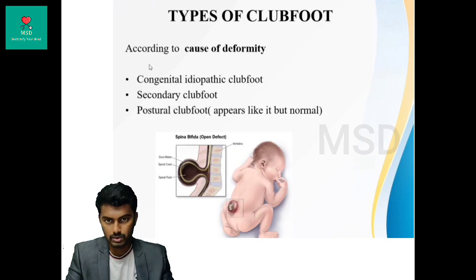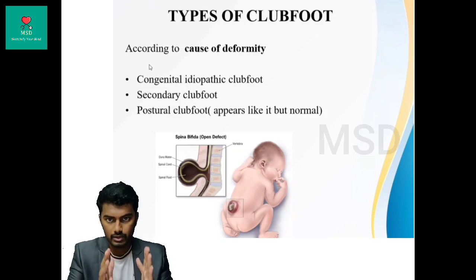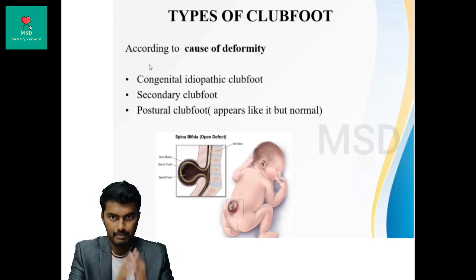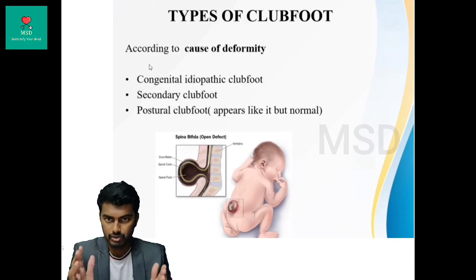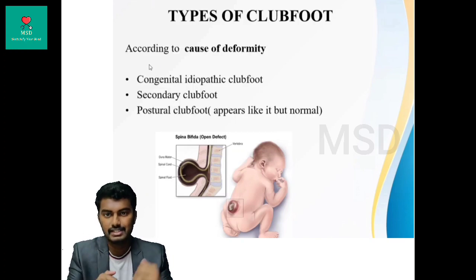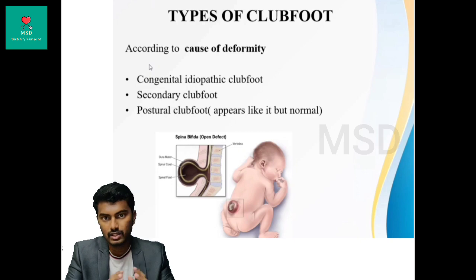So then coming to the classification of the types of clubfoot, it is classified according to the deformities into 3 types. When a clubfoot occurs in an isolated condition, it is called a congenital idiopathic clubfoot. And when it occurs secondary to certain syndromes like arthrogryposis and various other syndromes, it is called a syndromic clubfoot, also called a secondary clubfoot.